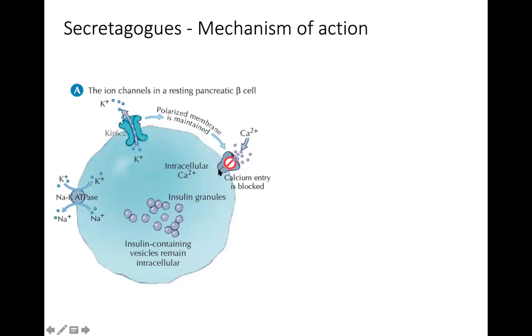And then you have the calcium channel, which allows the calcium to enter. So for insulin to be excreted, you need potassium pumped out of the potassium channel, and that causes the calcium channels to close as a result. The polarization is maintained and insulin containing vesicles remain intracellular.